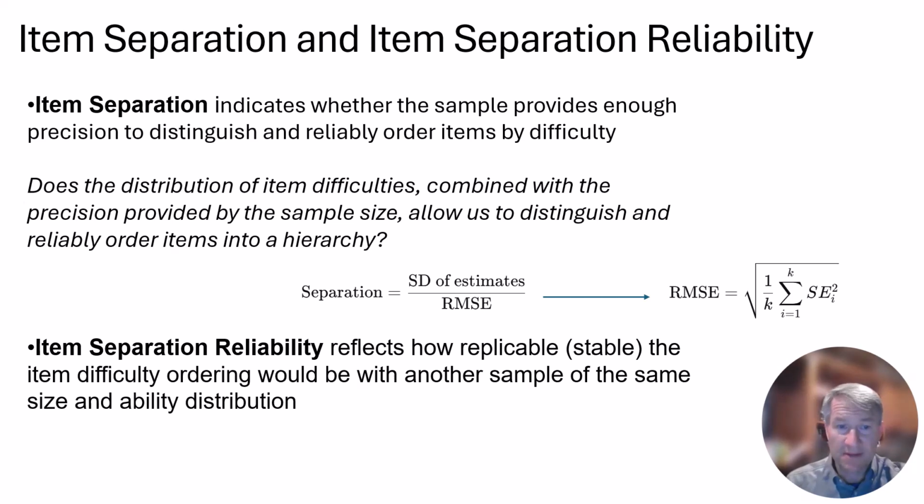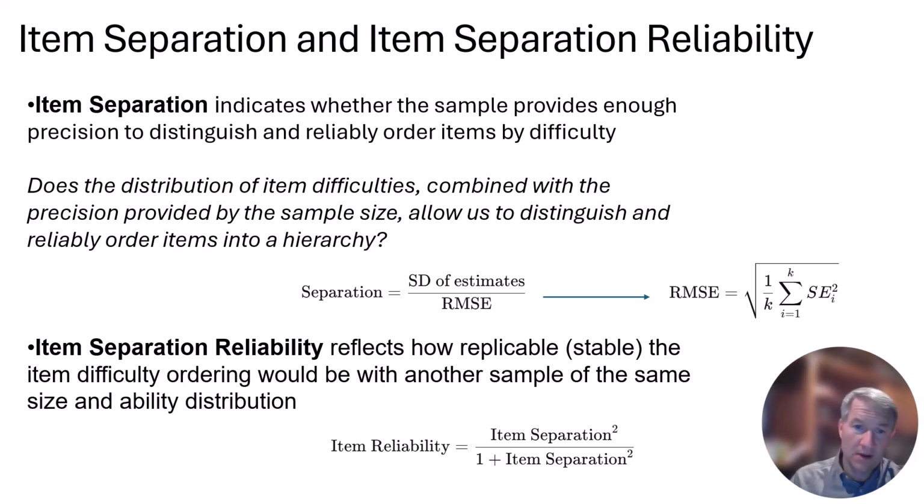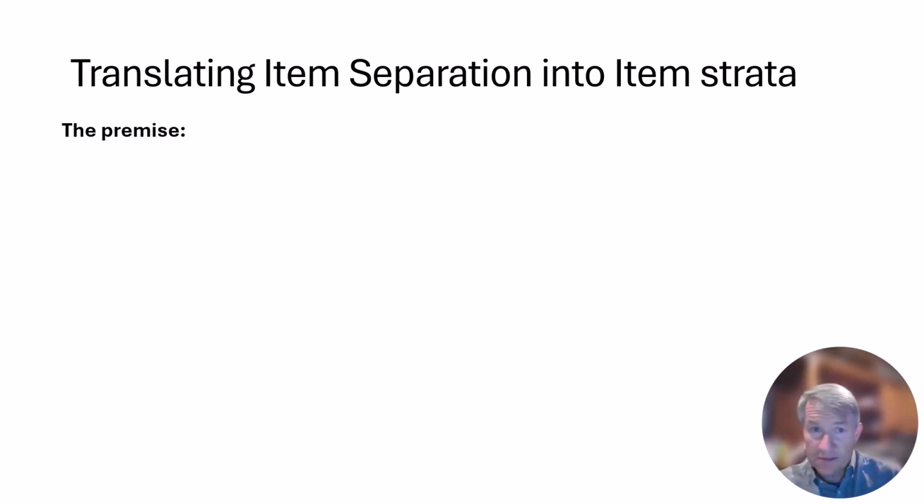Further, we can take the item separation and calculate something called item separation reliability, which reflects how replicable or stable the item difficulty orderings would be with another sample of people of the same size and with the same ability distribution. And mathematically, item separation reliability can be computed by calculating the ratio of the item separation squared over 1 plus the item separation squared.